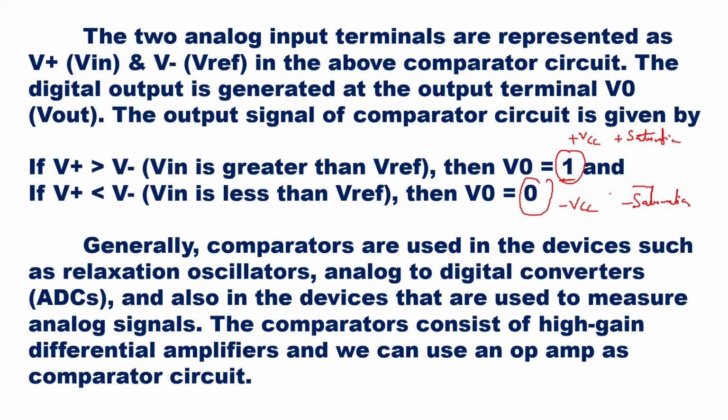Generally, comparators are used in devices such as relaxation oscillators, analog to digital converters (ADCs), and also in devices that are used to measure analog signals. The comparators consist of high gain differential amplifiers, and we can use an op-amp as a comparator circuit. As an example, in open loop, we have shown a comparator circuit.